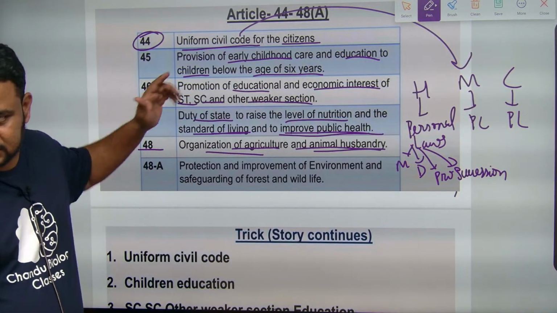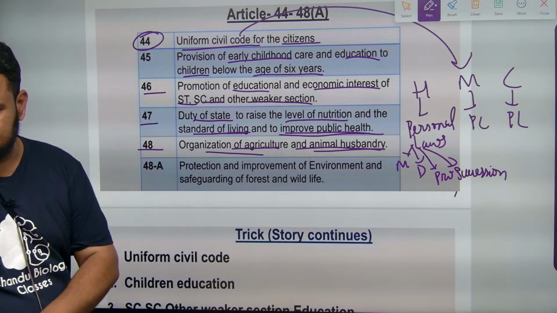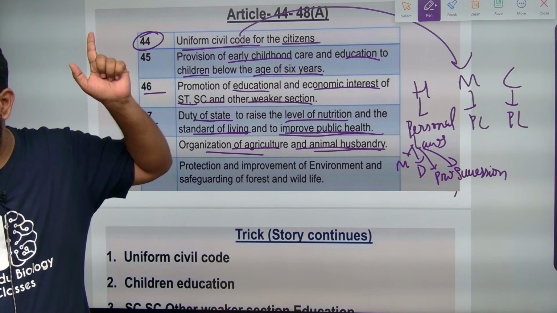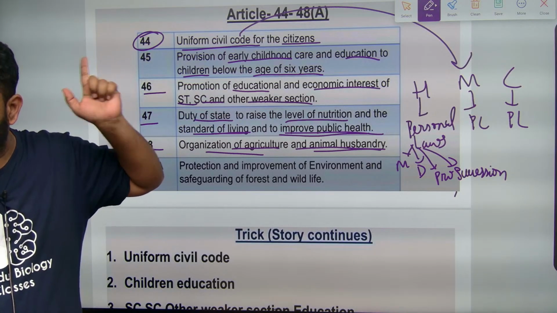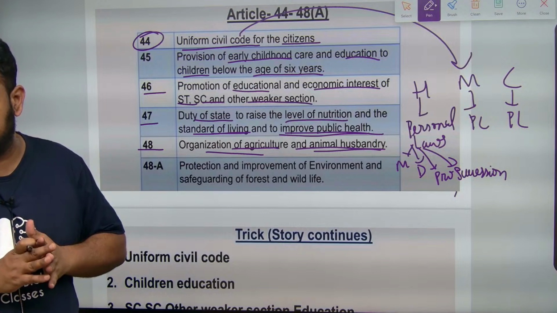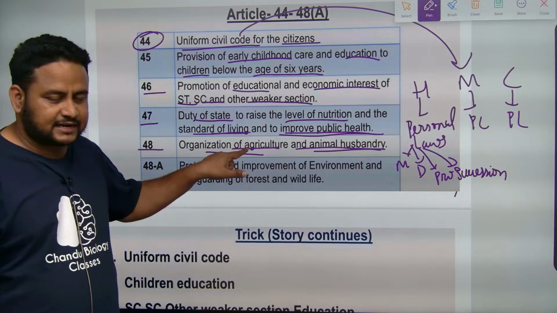Understand one thing, this DPSP came into force when? In the original constitution. At that time, we did not have artificial intelligence or anything. That time we were still a poor country. We were coming out of the clutches of British rule. They had taken all of our wealth. At that time, we had to develop ourselves. The main focus then was agriculture and animal husbandry.